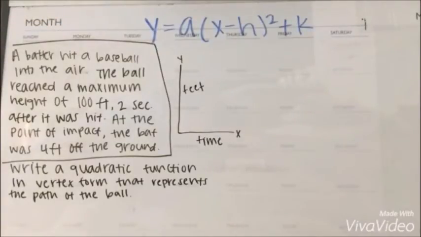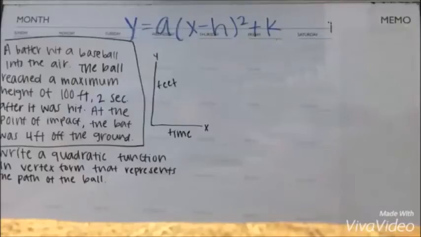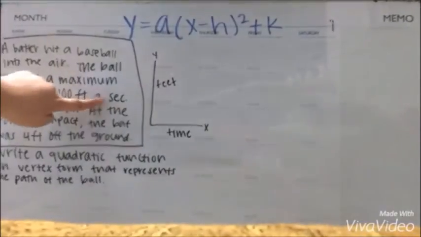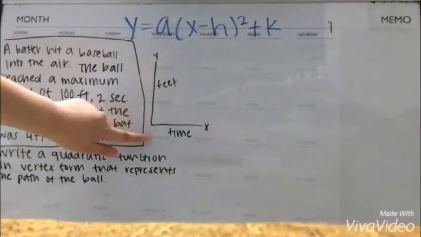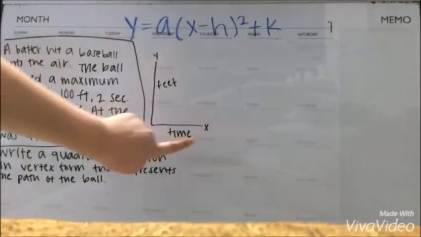Now we're going to go over a word problem with the scenario that a batter hit a baseball into the air. The ball reached a maximum height of 100 feet 2 seconds after it was hit. At the point of impact, the bat was 4 feet off the ground. Now we're going to write a quadratic function in vertex form that represents the path of the ball.